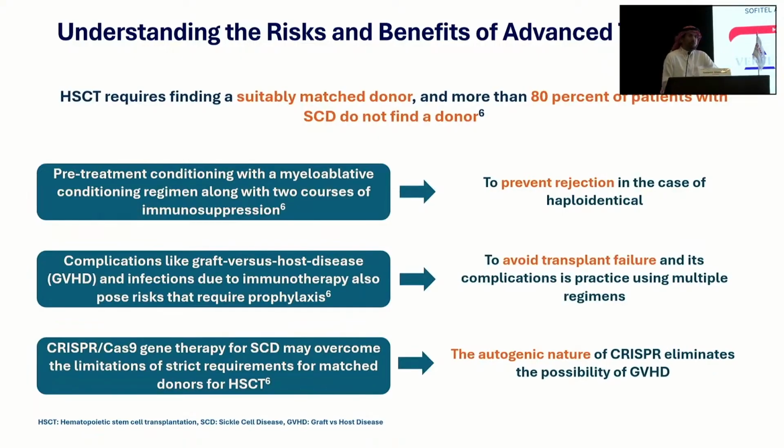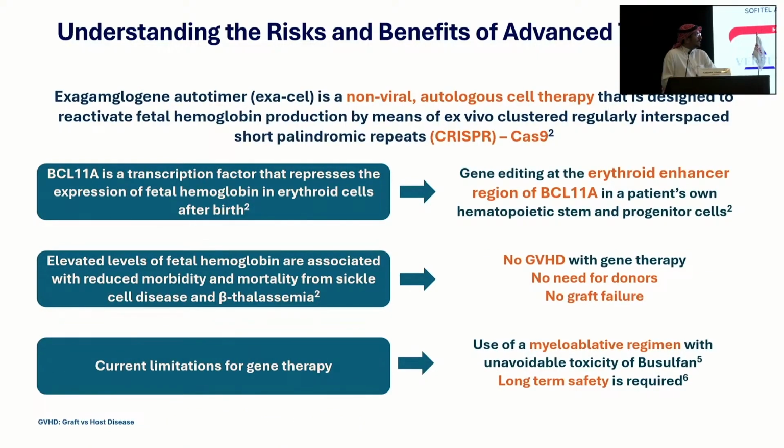Because there is a risk of GVHD, usually we need to give the patient immunosuppressive medication, which may increase the risk of infection. In gene therapy, because it is autologous, the possibility of graft versus host disease is eliminated, and there is no need to identify a donor. So this is just the same thing as I mentioned before. In gene therapy, there is no GVHD, no need for a donor, no graft failure. The only concern is that we give a myeloablative regimen. The other thing is the long-term follow-up that is required for the safety of this gene therapy.